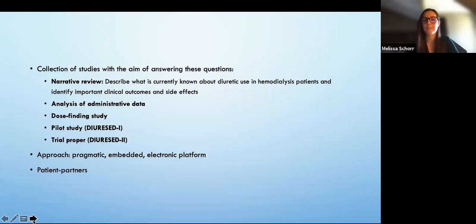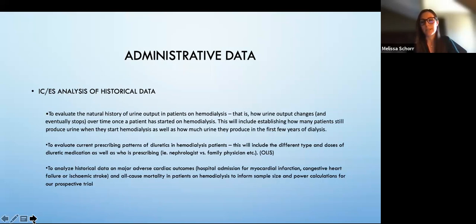With regards to analyzing administrative data, we're going to be using the ICES databases in Ontario, which Kristen Clemens talked a little bit about. We're going to use this to evaluate the natural history of urine output in patients on hemodialysis, to assess current prescribing practices of diuretic use in hemodialysis patients, as well as to analyze historical data on major adverse cardiac outcomes and all-cause mortality in hemodialysis patients to inform sample size and power calculations for our prospective trials. Next slide.